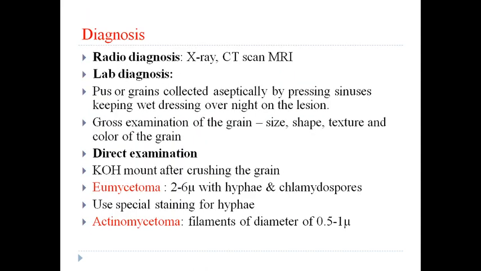So how do we diagnose? Although clinical features are evident and the diagnosis can be clinical, we have to confirm the etiological agent. For that we have to do some investigations. As far as radiological diagnosis is concerned, we can rule out bone involvement and muscle involvement by doing an x-ray of the involved part, and CT scan and MRI. We have specific changes on MRI, we will be discussing later.